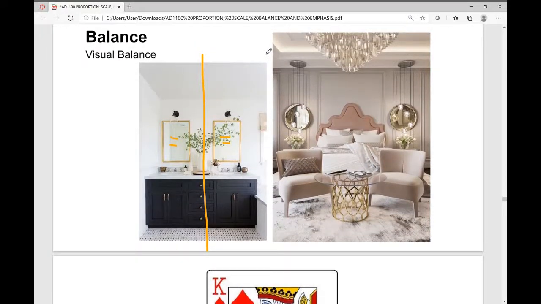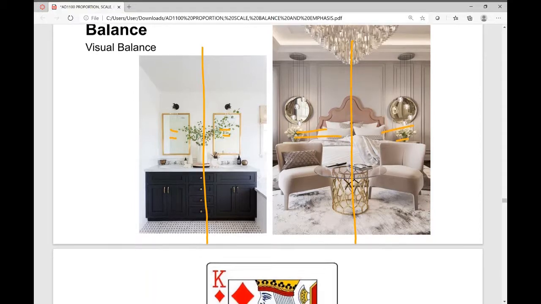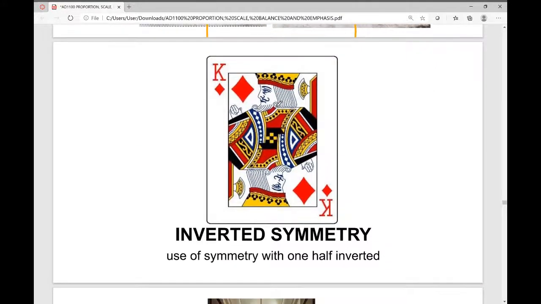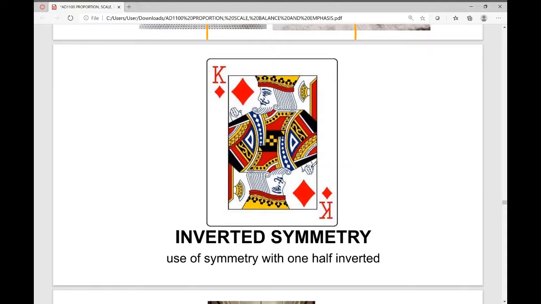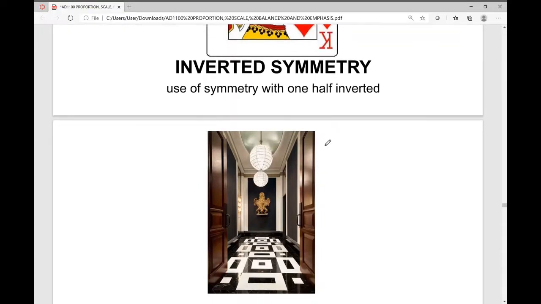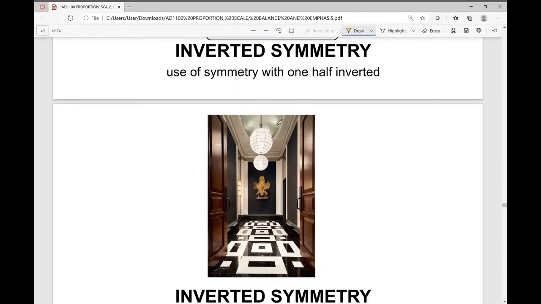So the same for this one. This is actually equally weighted with the other side. And then inverted symmetry: the use of symmetry with one half inverted. Something like that. It's just basically inverted.